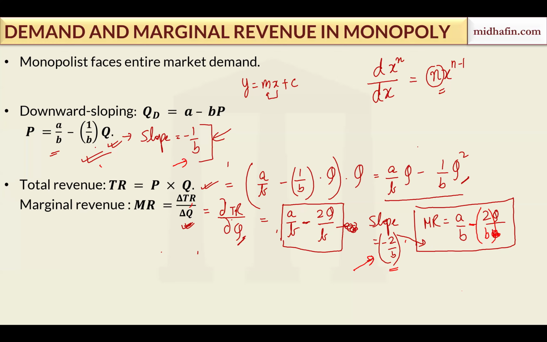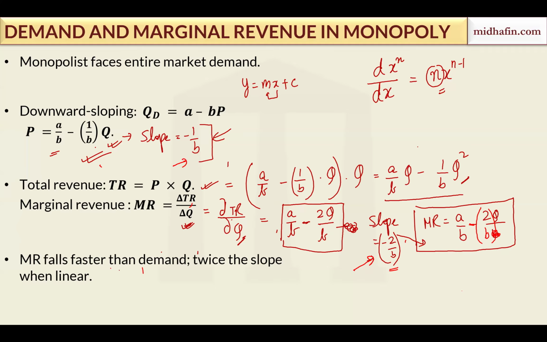Simple. Okay. So since the slope of the marginal revenue line is double that of the demand line or the demand curve, that is why I can say that the marginal revenue falls faster than the demand with twice the slope when they are linear. Is this line clear now?